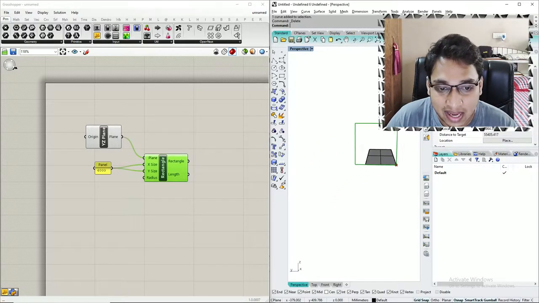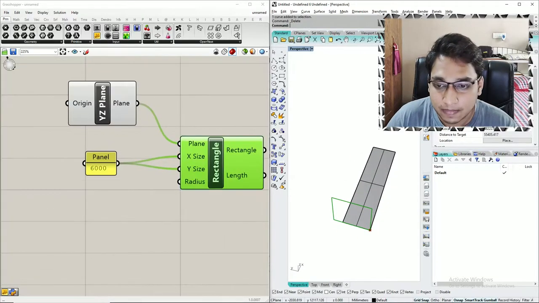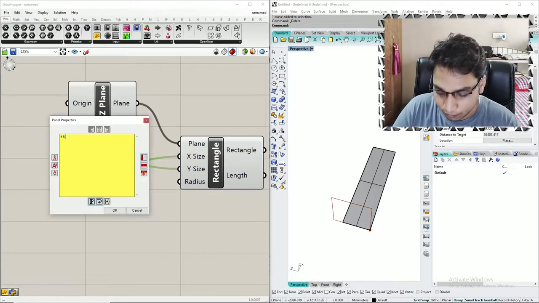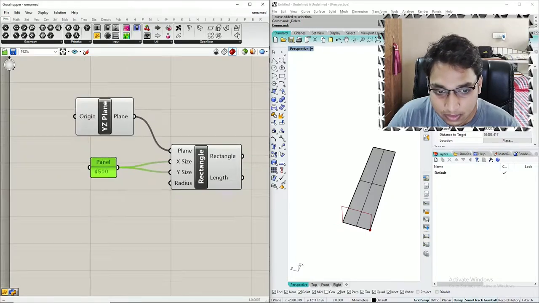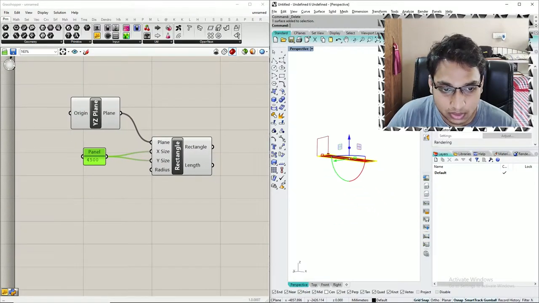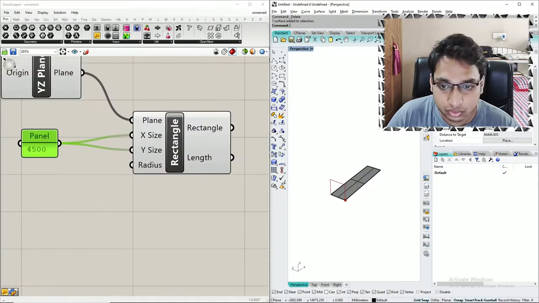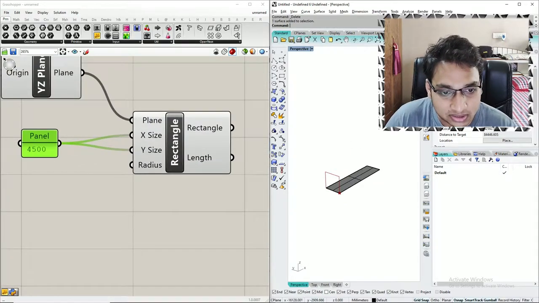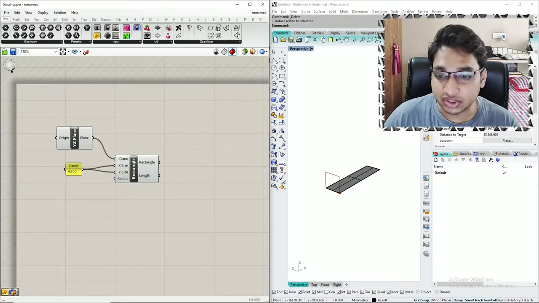So now I have a rectangle. I'll just make it 4500. So this is my rectangle and this is my bridge. This is my initial rectangle.